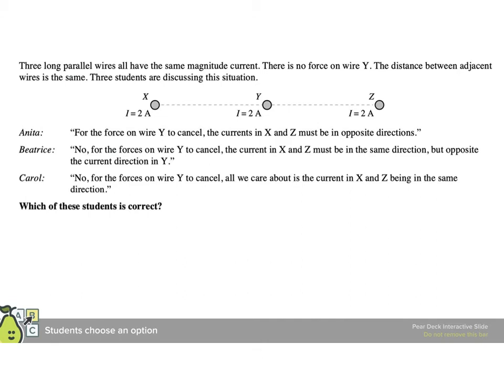All right, three long wires all have the same magnitude current. There is no force on wire Y. The distance between adjacent wires is the same. Three students are discussing this situation. Anita says, for the force on Y to cancel, the currents in X and Z must be in opposite directions. Beatrice says, no, for the forces on Y to cancel, the currents in X and Z must be in the same direction, but opposite to the current in Y. And Carol says, no, for the forces on Y to cancel, all we care about is that the current in X and Z are in the same direction. Which of these students is correct?